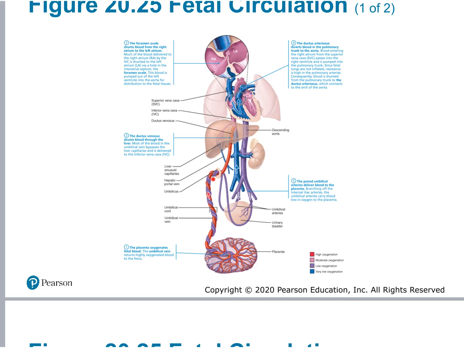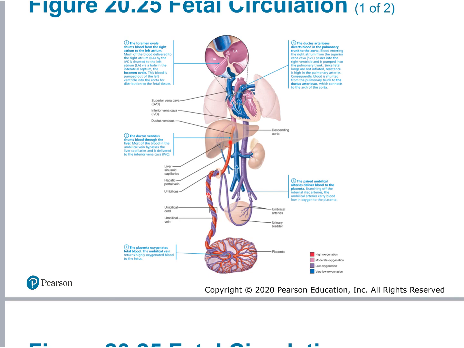It's called a vein because it's bringing blood towards the heart, and it's oxygen-rich blood because it picked up the oxygen from the maternal blood right here at the placenta. So again, we'll start at the placenta. The umbilical vein is bringing the nutrient-rich and oxygen-rich blood in through the umbilicus, through the navel.